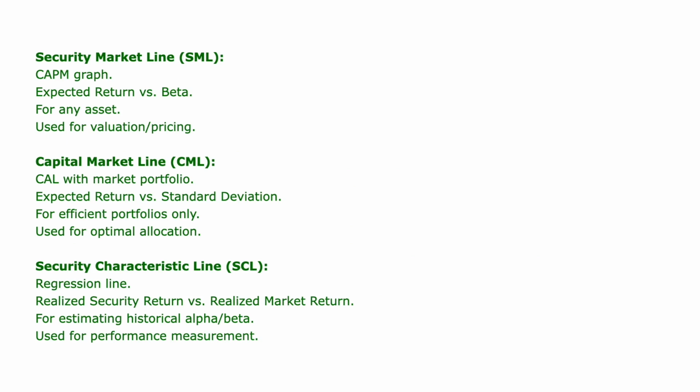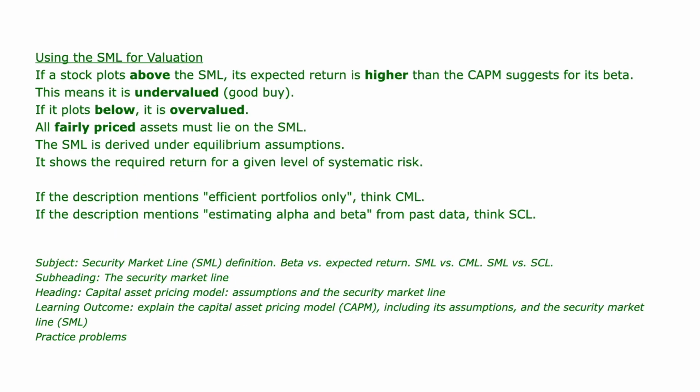SML: expected return versus beta, any asset, forward-looking. CML: expected return versus standard deviation, efficient portfolios only. SCL: realized returns versus market returns, historical estimation. SML is for valuation or pricing, CML for allocation, SCL for performance measurement. The key distinguishing feature: SML's x-axis is beta, systematic risk.